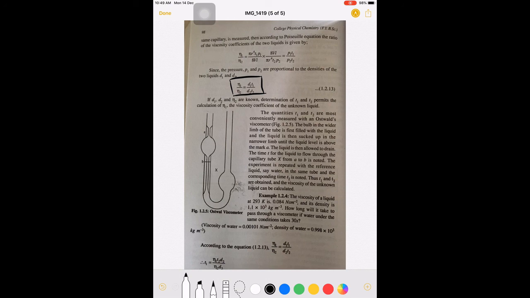Now I will explain how the viscosity of a liquid is determined by use of this viscometer. Now see this instrument, the U-shaped curve is there. So initially one bulb is there on the right hand side of this tube, and another bulb is there.